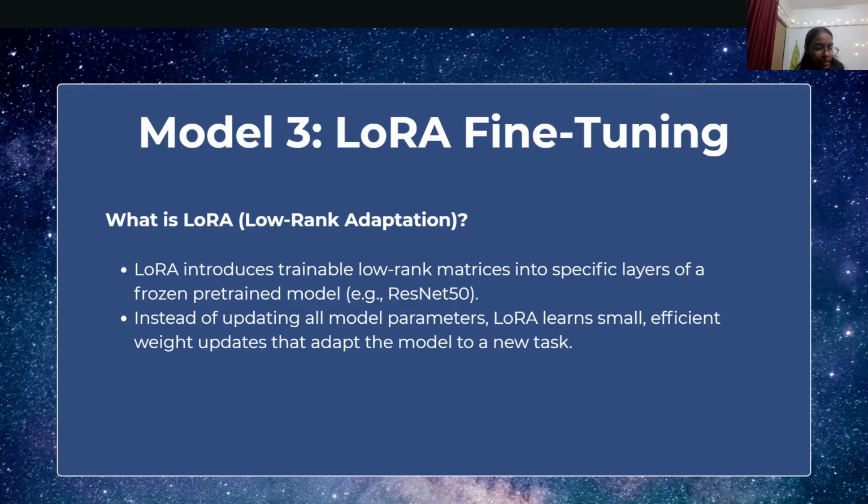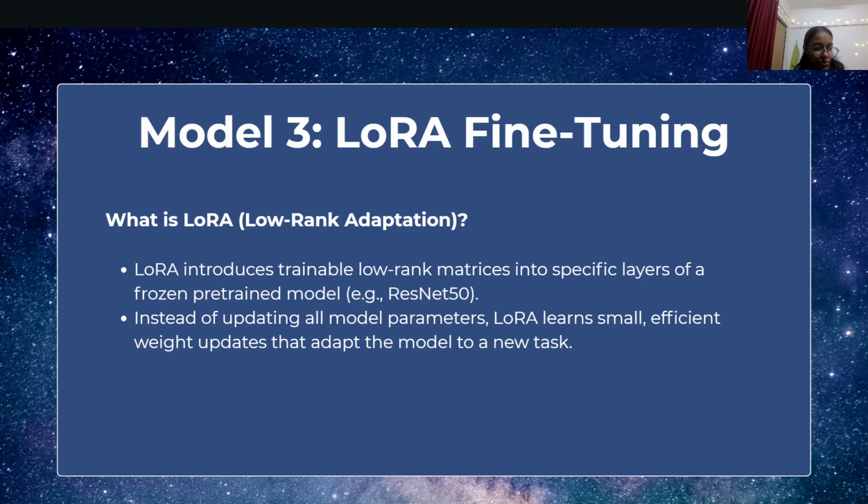So rather than changing the main model directly, LoRA learns a small delta, a lightweight update, which is then added to the frozen weights during training. This approach drastically reduces the number of trainable parameters, which means low memory use, fast training, and less risk of overfitting, all while achieving accuracy comparable to or sometimes even better than full fine tuning.